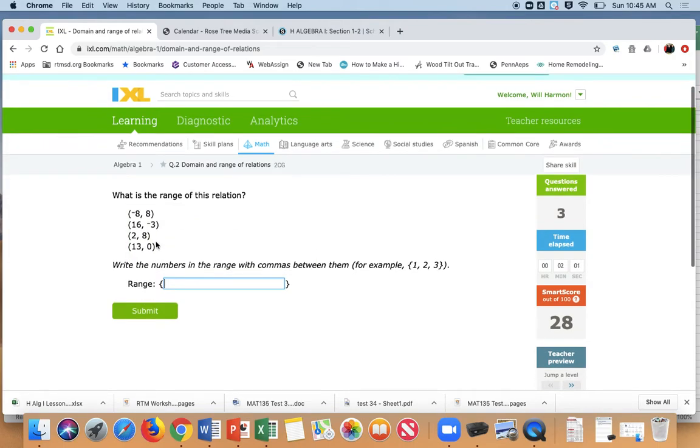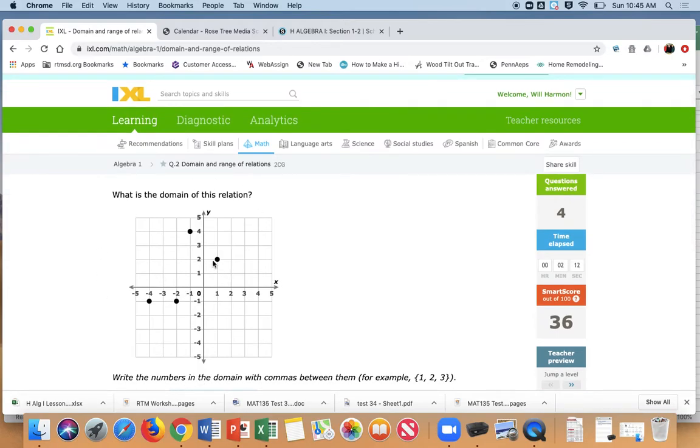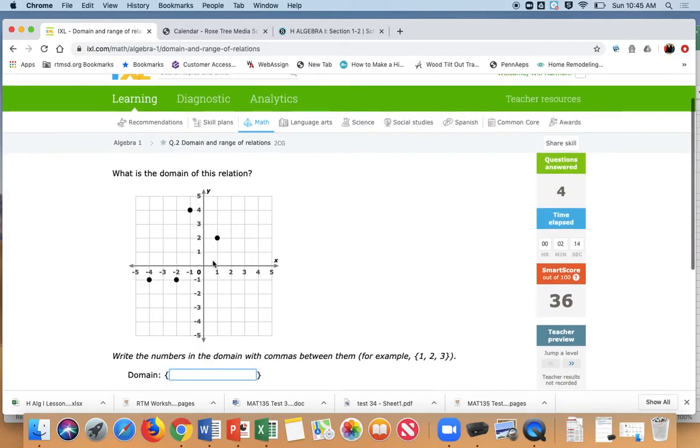Okay, what is the range? We're talking about the second numbers, 8, negative 3, 8, and 0. Okay, these are the harder questions. Okay, so I'm going to make sure to go over this one.